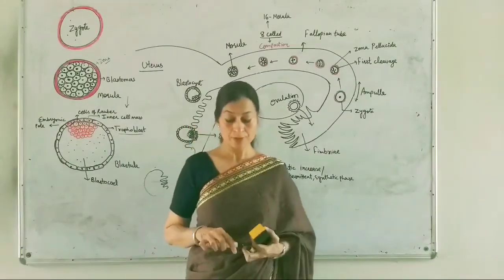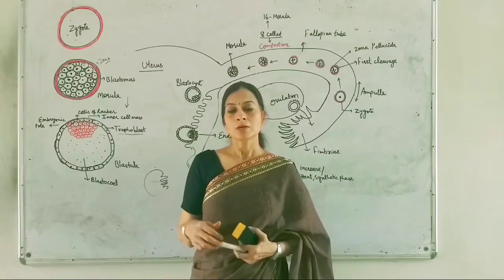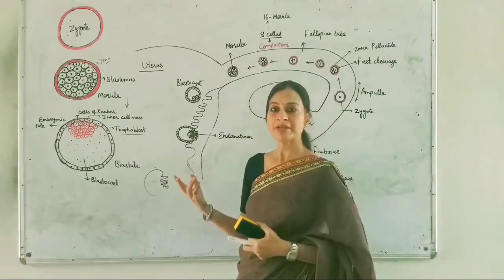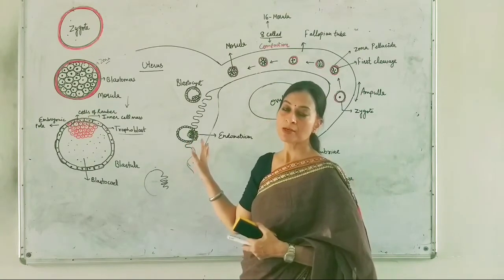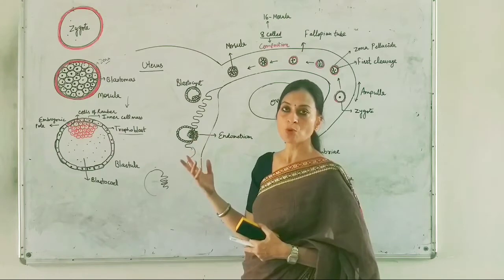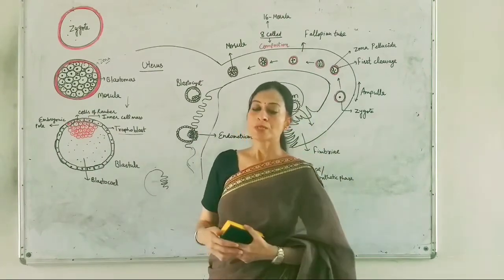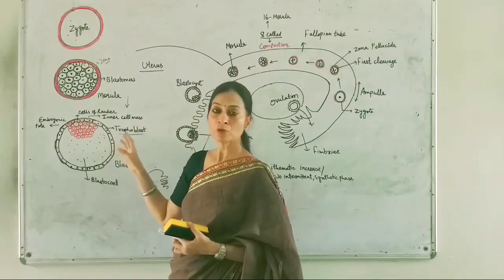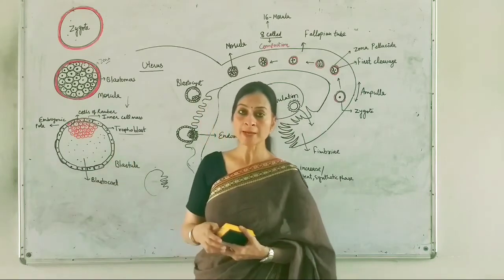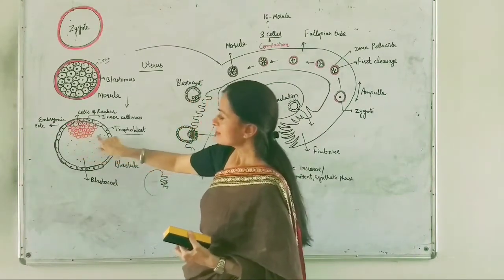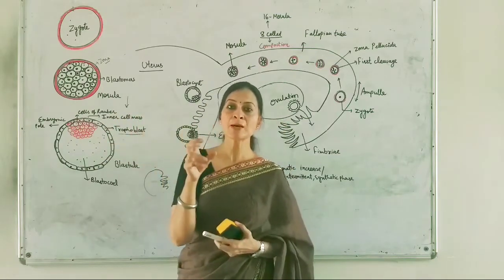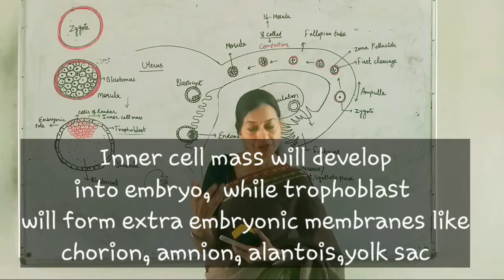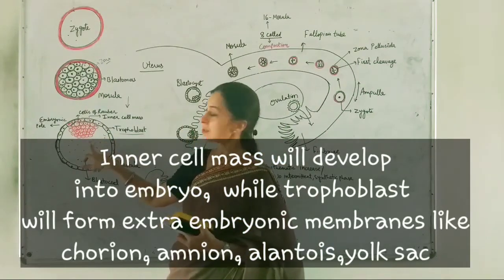So I hope this topic is clear to you. Now in the next part we will study what will be the next event, means when the implantation takes place, what are the other stages of this development process. One more thing that we have to remember about this blastocyst structure is that only this part, the inner cell mass, is going to participate in embryonic development. Means the embryo or the fetus will develop from this part, the inner cell mass.